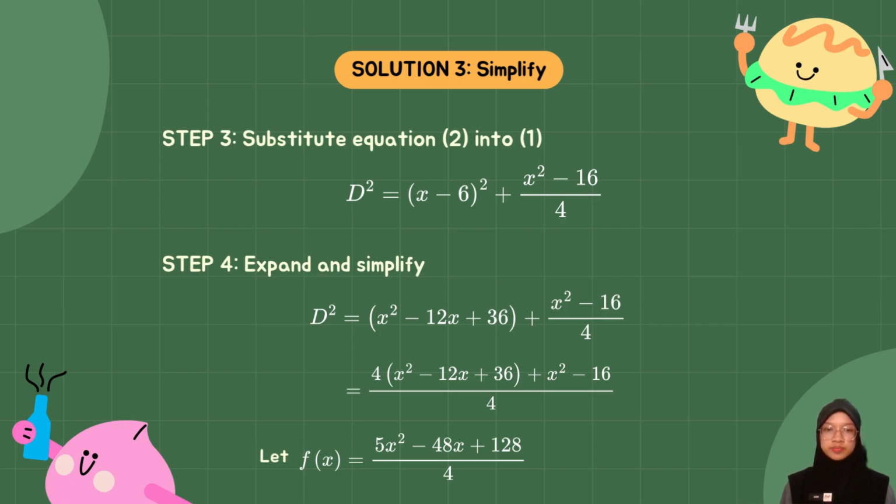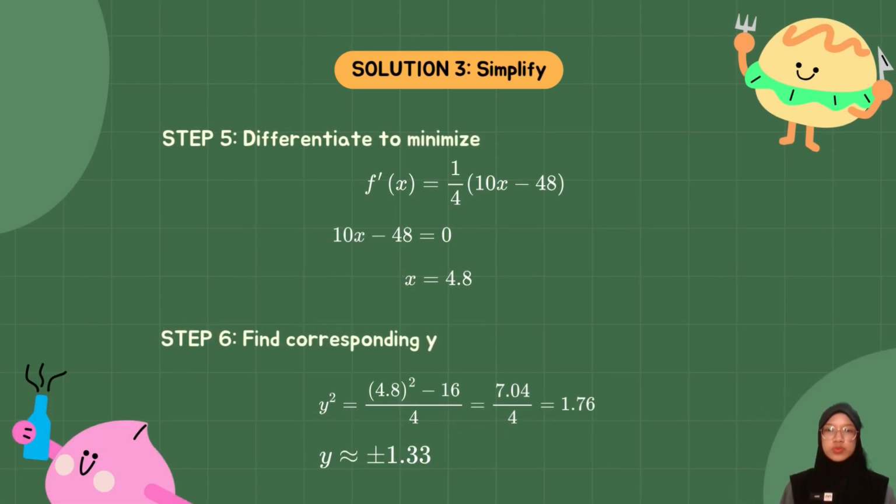And then to solve the problem, we need to make the denominator the same. So the last answer would be (5x squared minus 48x plus 128) over 4. And then we let it be f(x).